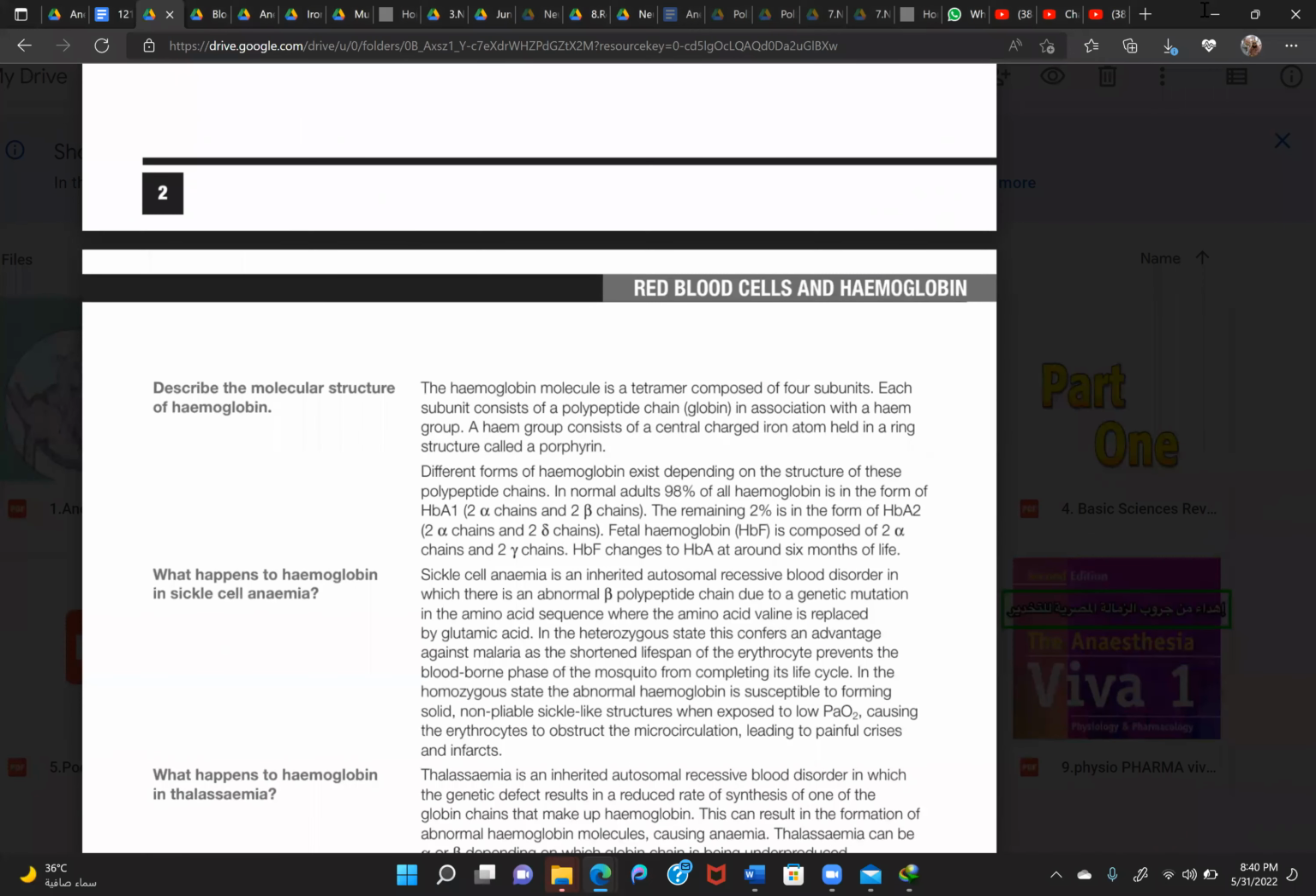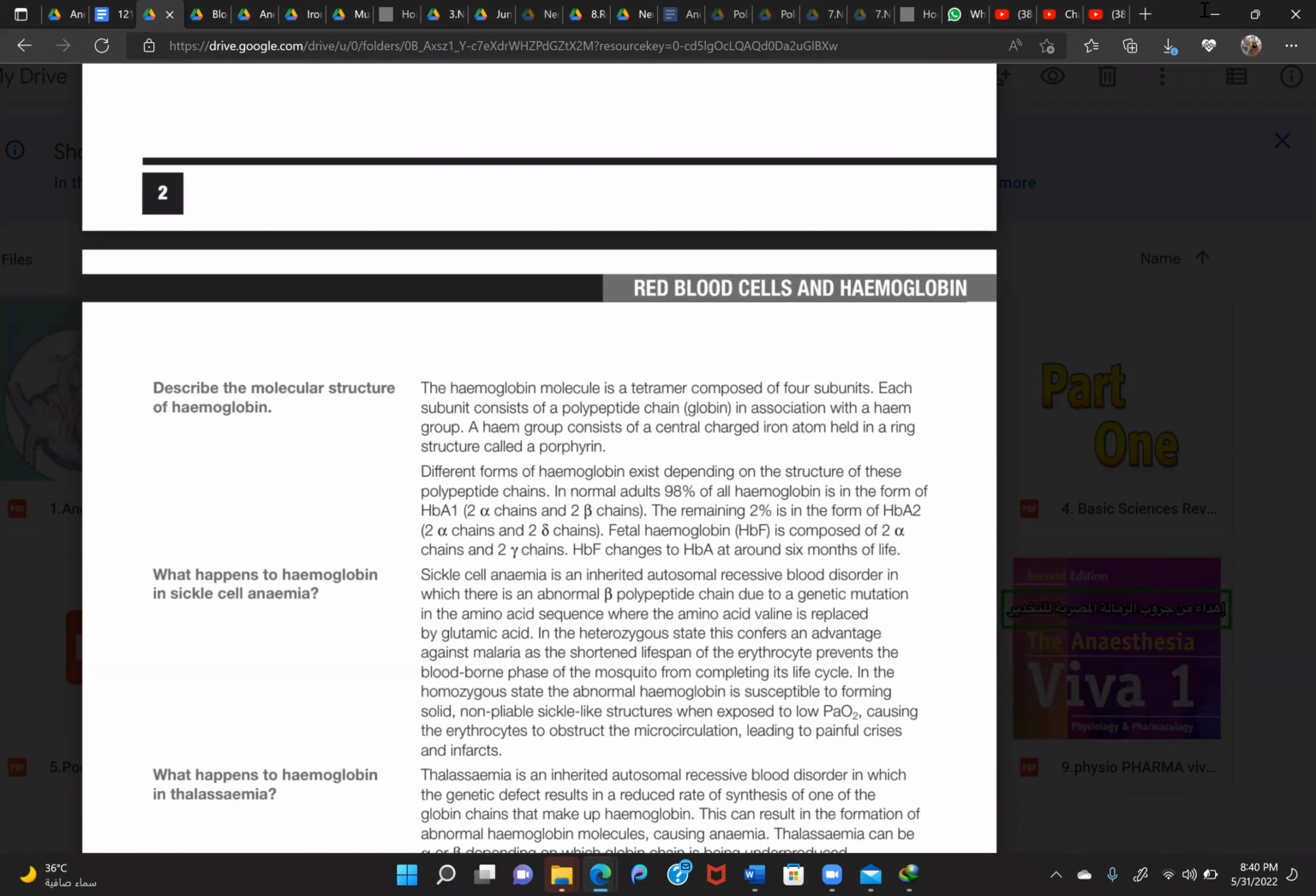So as I told you, HbA1 has 2 alpha chains and 2 beta chains, and HbA2 has 2 alpha chains and 2 delta chains. This is an MCQ question. This is total cramming, but you should know about it. And the fetal form is 2 alpha and 2 gamma chains.